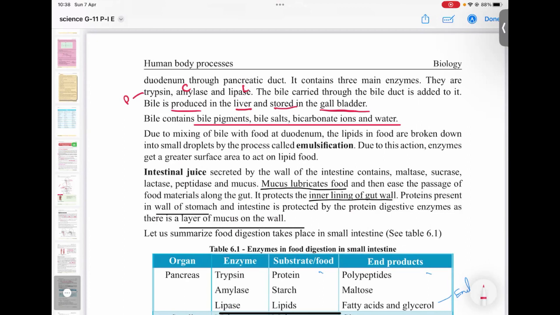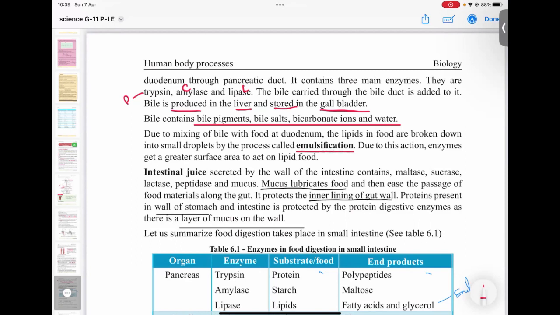Now, why do we need bile? Bile will break down the lipids into small droplets. Okay, it will break down the lipids into small droplets, and that process we call emulsification. Again, you have a question. What do you mean by emulsification? So you have to say the breaking down of the lipids into small droplets by the mixing of bile. Okay, so you should know what is emulsification.